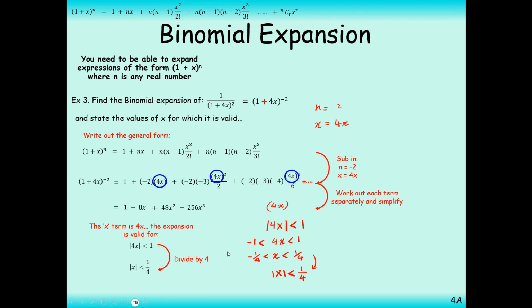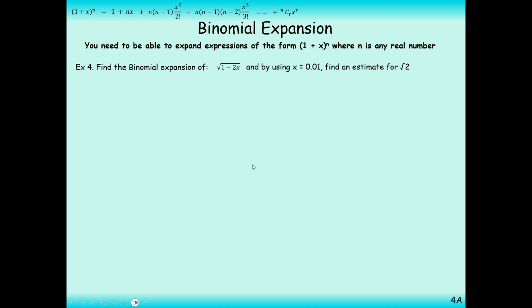Alright, so I'll show you another example. In this example, we have to calculate the square root of 1 minus 2x and use the binomial expansion, and then use it with x equal to 0.01 to figure out what the square root of 2 is. So before we can tackle the later part of the problem, we just need to use our binomial expansion. What's this square root written as a power? We can write 1 minus 2x in a bracket and put the power of what? Power of a half. That's it.